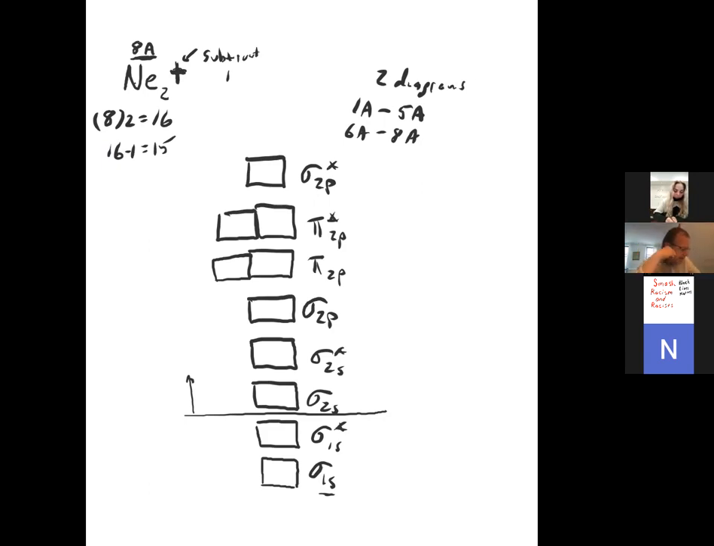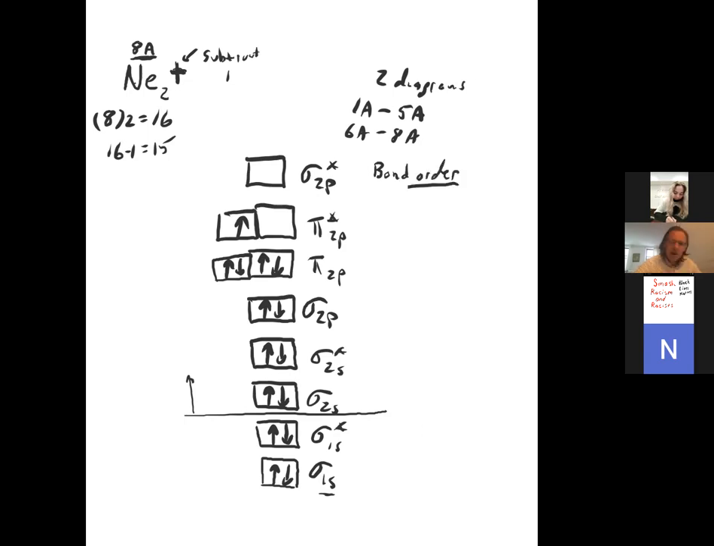Okay, so we got 15 electrons. So Aufbau principle, 1, 2, 3, 4, 5, 6, 7, 8, 9, 10, 11, 12, 13, 14, 15. Is that right? Yeah, I guess that's right. Oh, because it's plus, right? So it would have been 16 if it was just Ne2, but it's Ne2 plus. So it's right there. Okay, so we've done the diagram. Now the next thing is let's do the bond order.